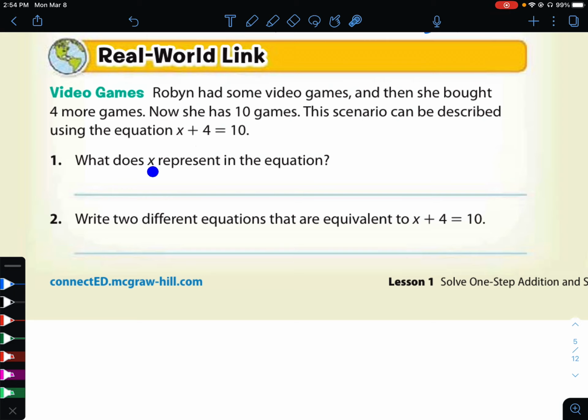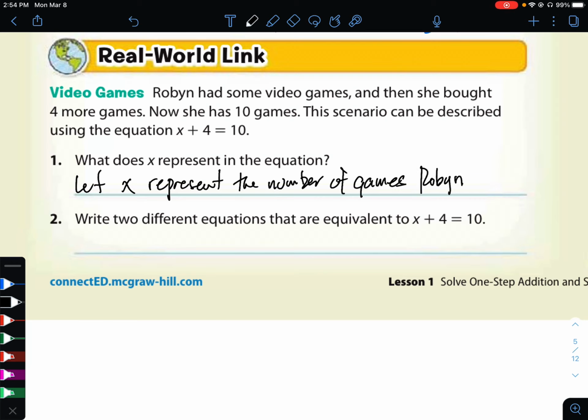So again, what does x represent in this equation? We are going to define x. In this case, let x represent the number of games Robin started with. So that's defining x. We defined x as the number of games Robin started with.